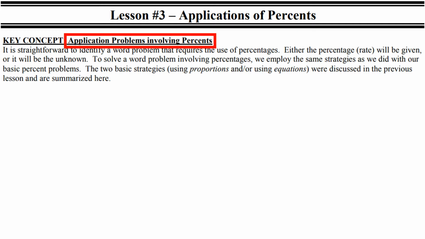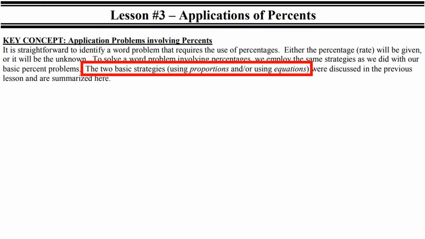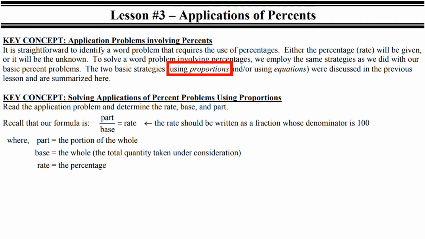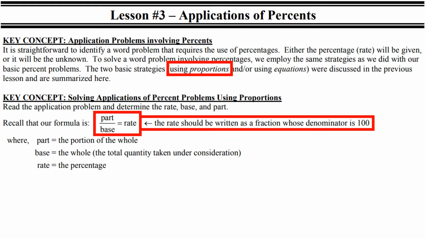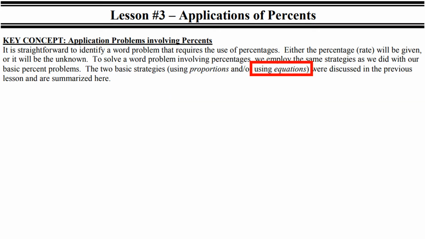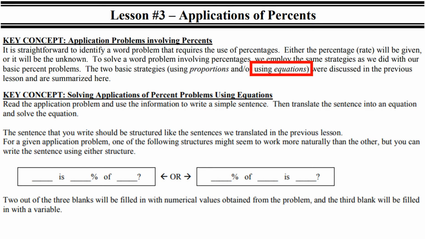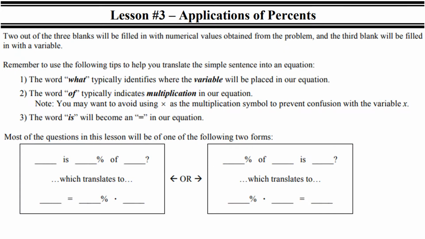To solve these problems, we're typically going to use one of the same two basic strategies that we studied in the last unit, proportions. And for proportions, we typically set them up as part over base equals the rate, where the rate will be written as a fraction with a denominator of 100. To solve with equations, we looked at that method as well in Lesson 2, and you're encouraged to review that. I'm going to take a look at some of the highlights.